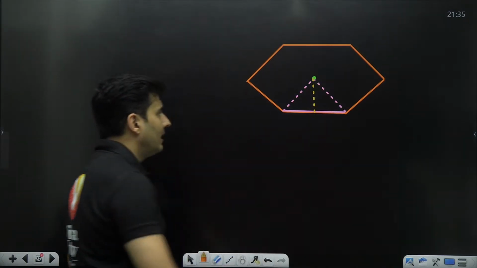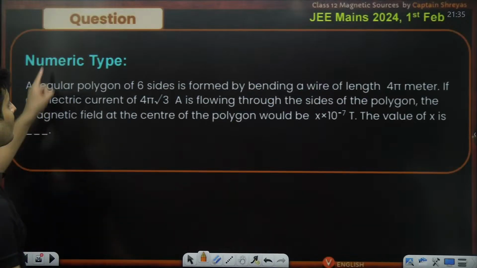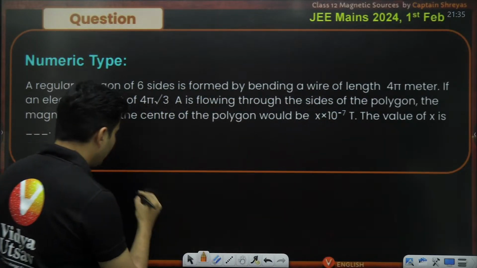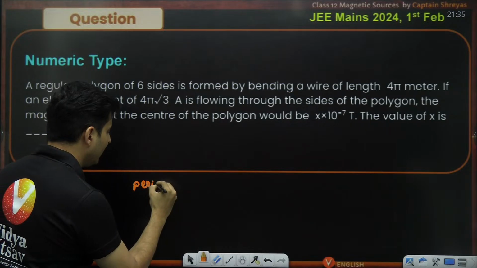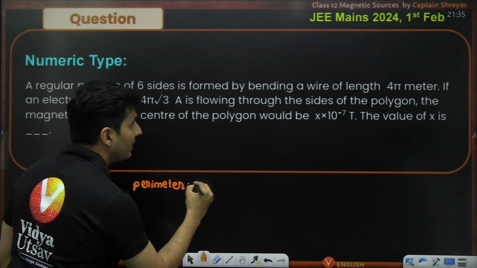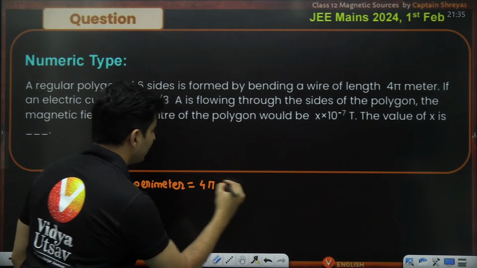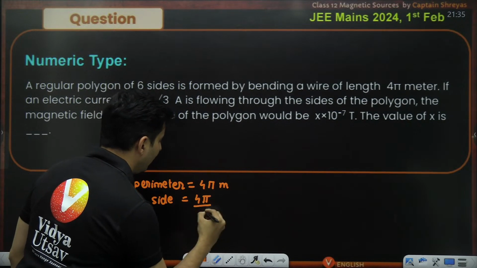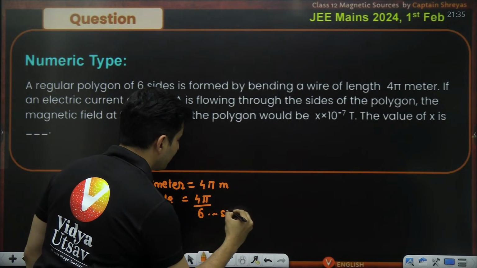Now it is given that the perimeter of the hexagon is 4 pi meters. So think about it carefully. If the perimeter is 4 pi meters, what will be the length of a side? It will be 4 pi divided by 6, as 6 sides are there.